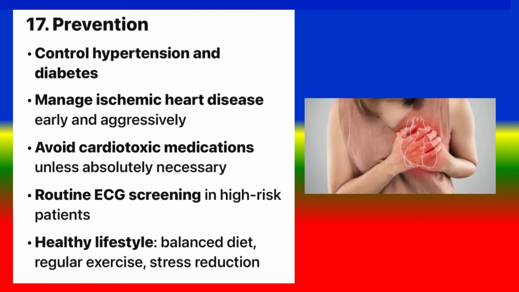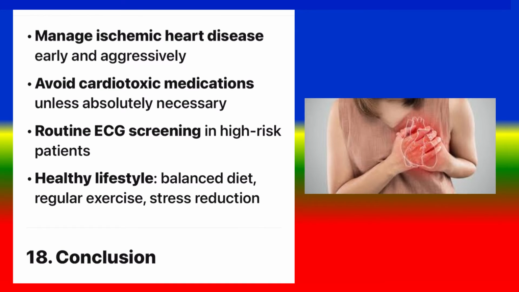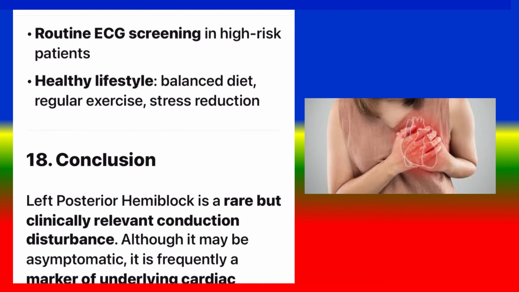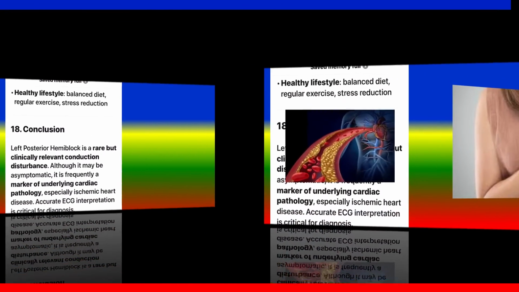17. Prevention. Control hypertension and diabetes. Manage ischemic heart disease early and aggressively. Avoid cardiotoxic medications unless absolutely necessary. Routine ECG screening in high-risk patients. Healthy lifestyle: balanced diet, regular exercise, stress reduction.